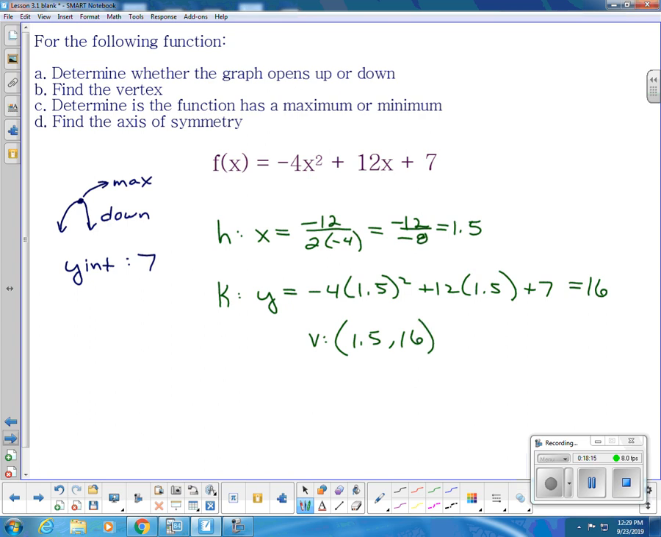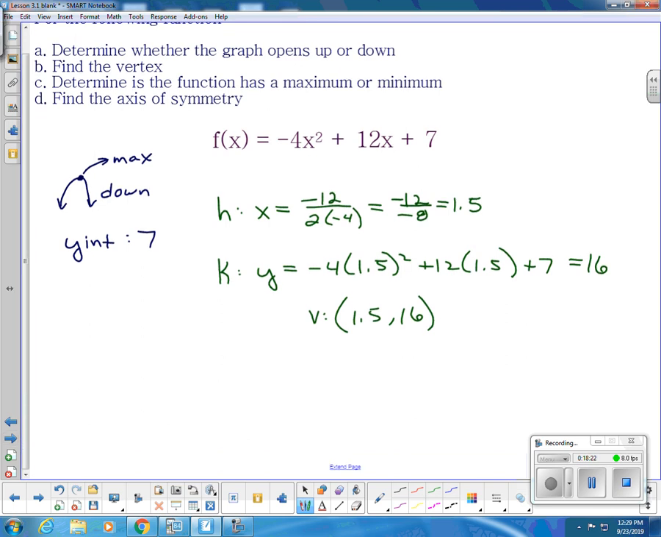Okay. So we have our vertex. It's 1.5, 16. Our axis of symmetry is just going to be x equals whatever the x in the vertex equals. You need to write that as a line. There should be an equation, x equals. Okay?